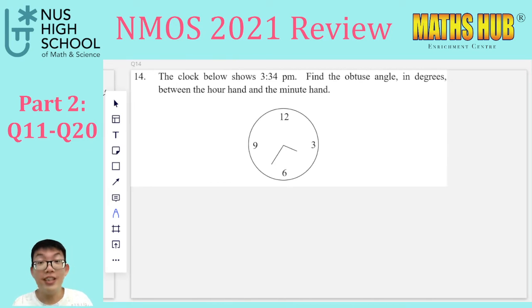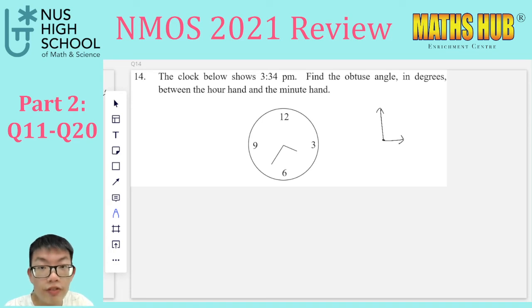Question 14. The clock below shows 3:34 p.m. Find the angle between the hour and minute hand. This is a classic question. If you haven't seen it before, do try to learn the method here. Now, how I like to do it is to think of it as starting from the hour, which could be in this case 3 p.m.